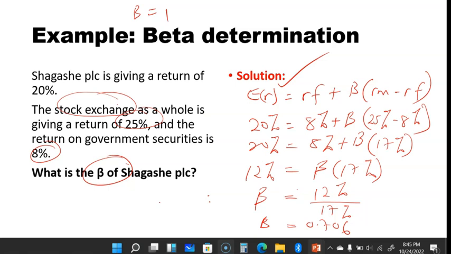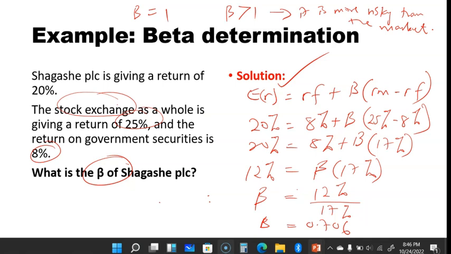If an investment has beta greater than 1, this means it is more risky than the market. If the investment has beta less than 1, then it is less risky than the market. So, which means the opposite is true.